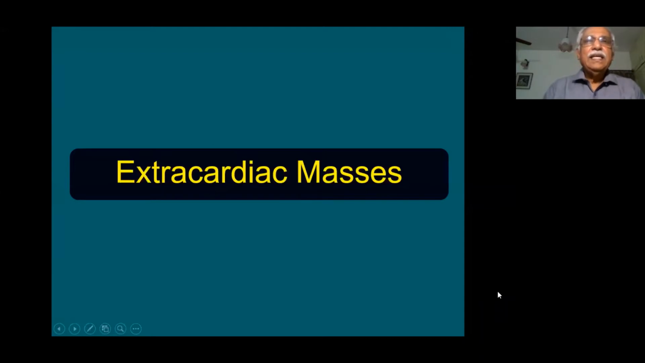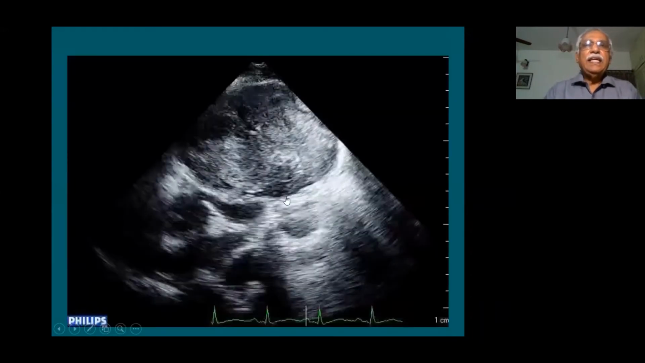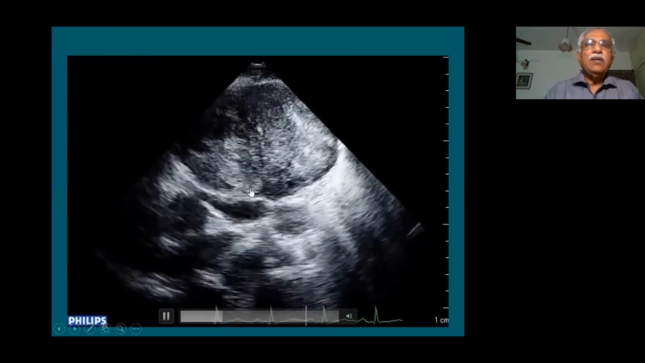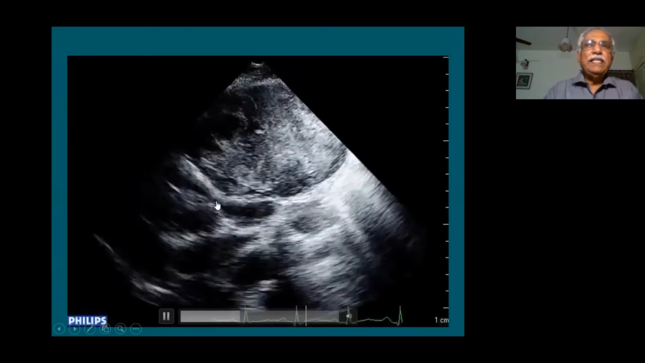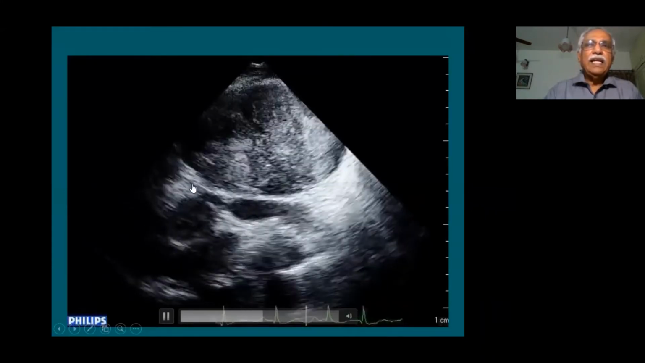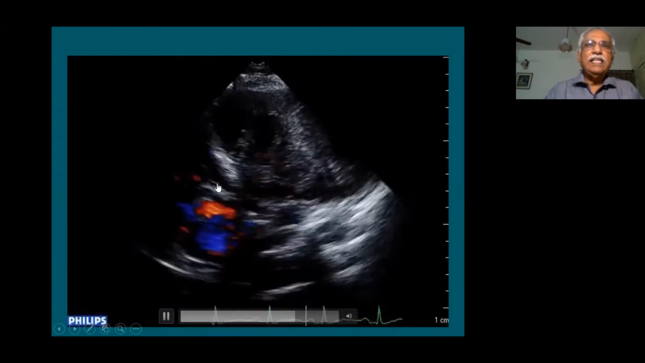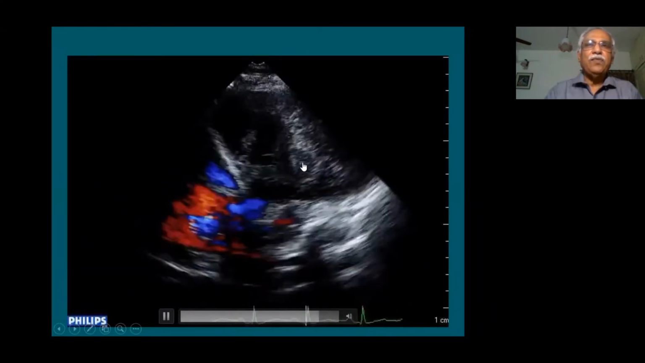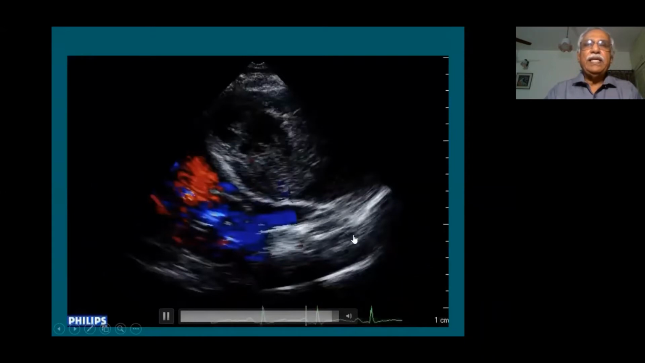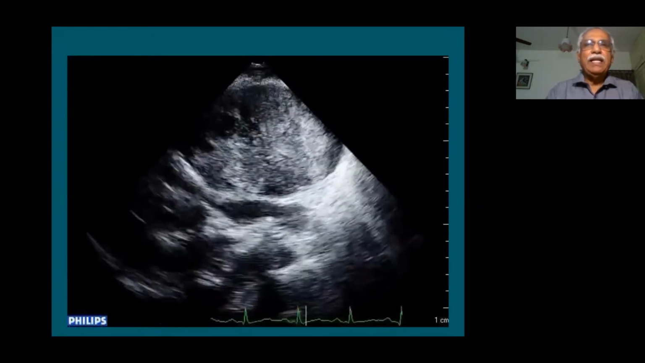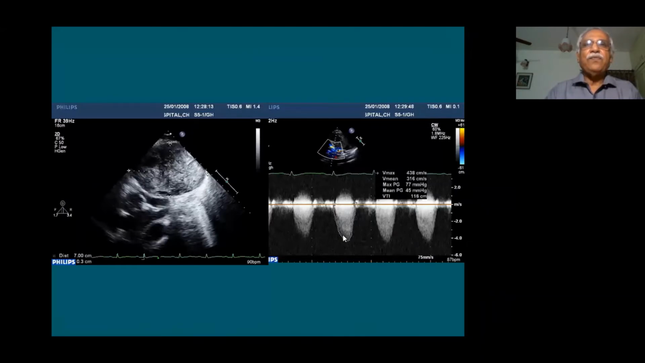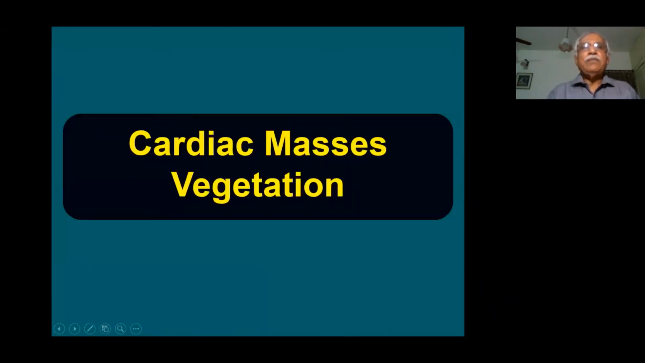Extracardiac masses. Here again you can see a large mass outside the heart. It is compressing the right ventricular outflow tract, and there is a significant gradient across the right ventricular outflow tract. This again turned out to be a lymphoma which was pressing the right ventricular outflow tract and the pulmonary artery, and there is a significant maximum gradient of 43 millimeters across the right ventricular outflow tract. That's about cardiac masses.